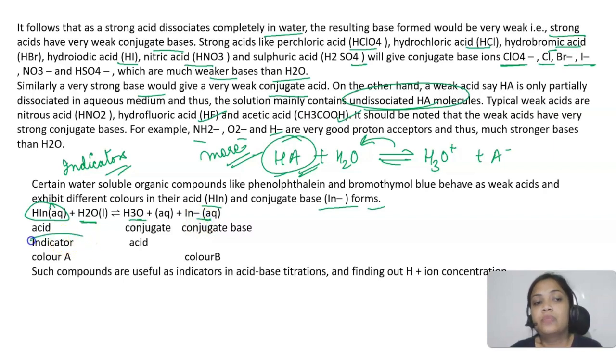So in acidic form it will have, let's say, color A, but in conjugate base form it will have color B. So this color change is what helps them to act as the indicator. We use them in acid base titration or to find out the hydrogen ion concentrations. Okay, so that is again an example of an acid base equilibrium.